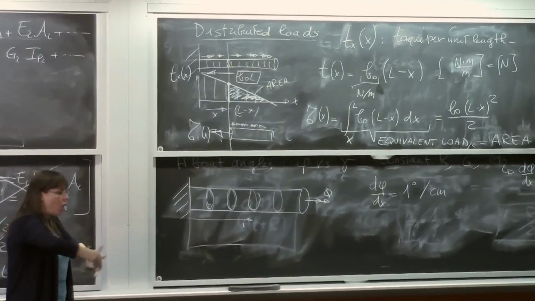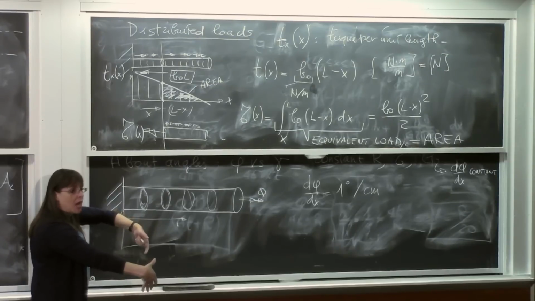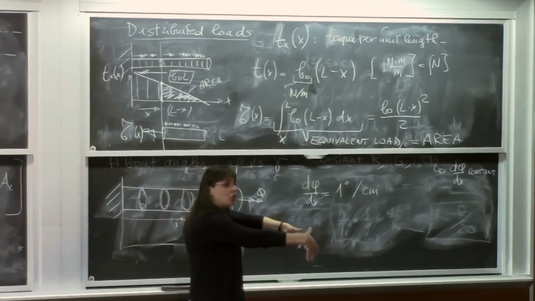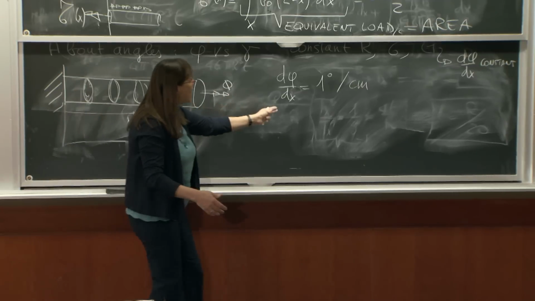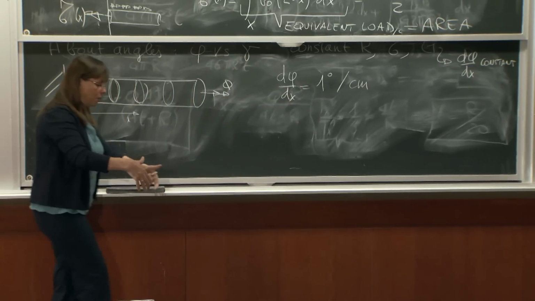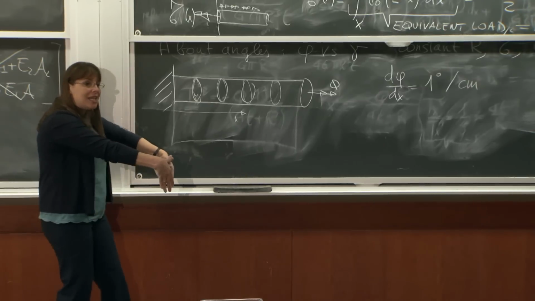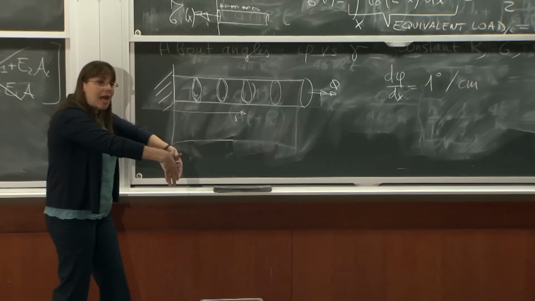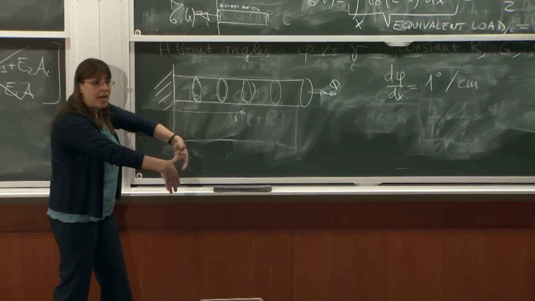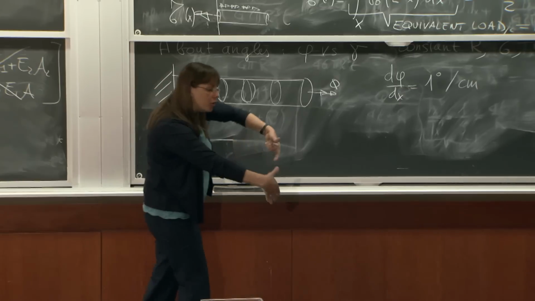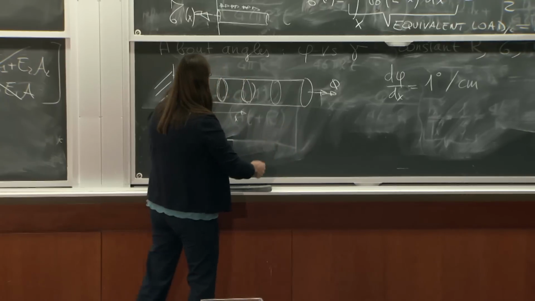That's phi. I walk along the shaft. How much did you rotate? Phi of x. I walk to another x2. How much did you rotate? Phi of x2. So if my d phi dx is 1 degree per centimeter, it means I'm here, I'm rotating this much, I walk an extra centimeter. That new section has rotated 1 degree more than the section before that. And keeps going. Every centimeter, I rotate 1 degree more. You see? So that's phi of x.